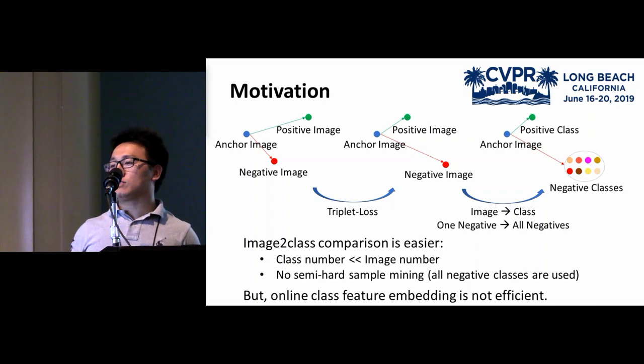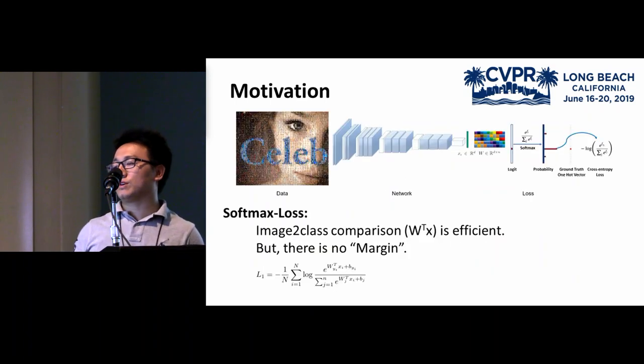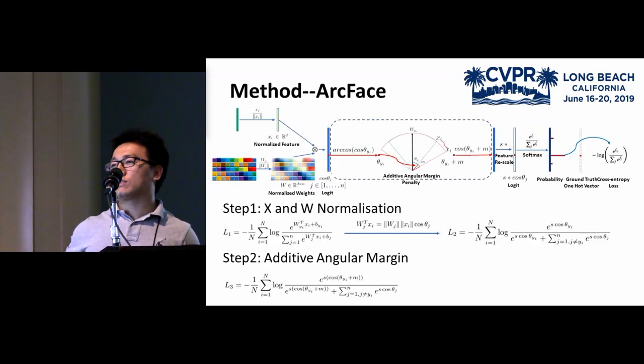We change image-to-image comparison into image-to-class comparison, as the class number is much fewer. In softmax loss, image-to-class comparison is very efficient, but there is no concept of margin. So we know that extensive comparison and margin are very useful for deep face recognition. Based on those observations, we propose ArcFace, which has extensive image-to-class comparison as well as the margin.